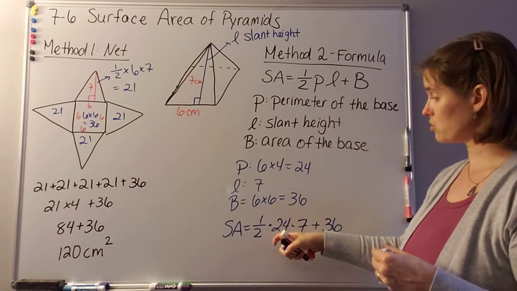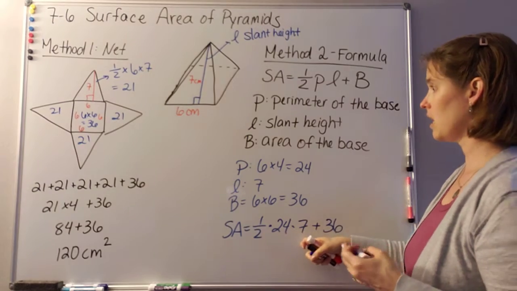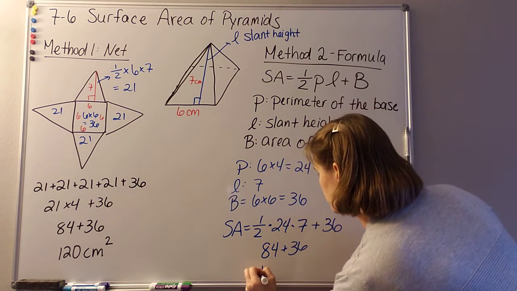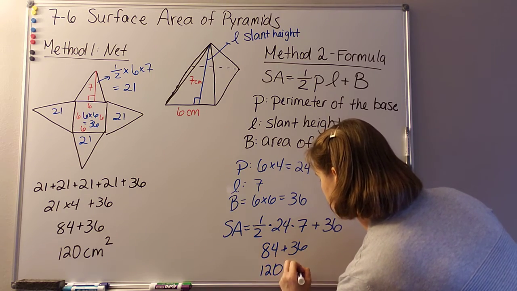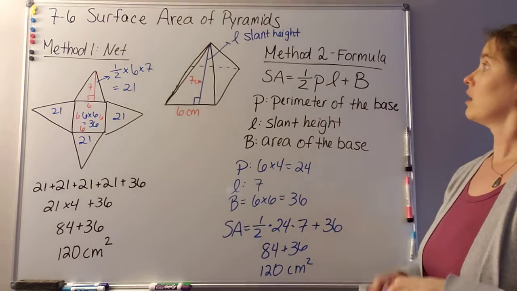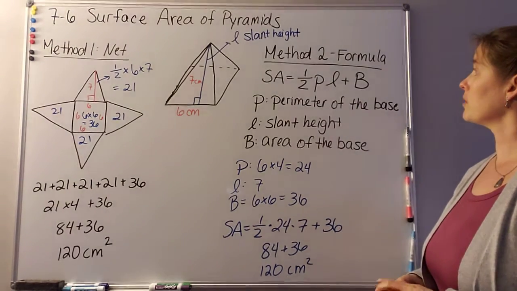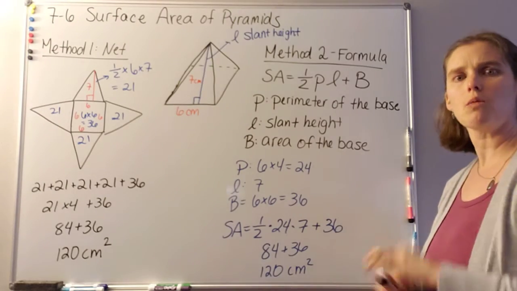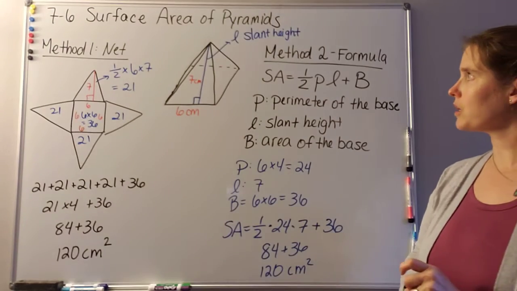1/2 of 24 is 12. 12 times 7 is 84. Wow, this looks familiar, doesn't it? 84 plus 36 equals 120 centimeters squared. So, presto, you have the formula method to find the surface area of the pyramid. Let's do one more example here just to show how that works.